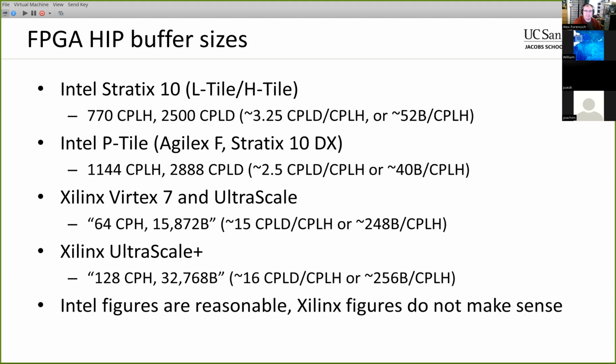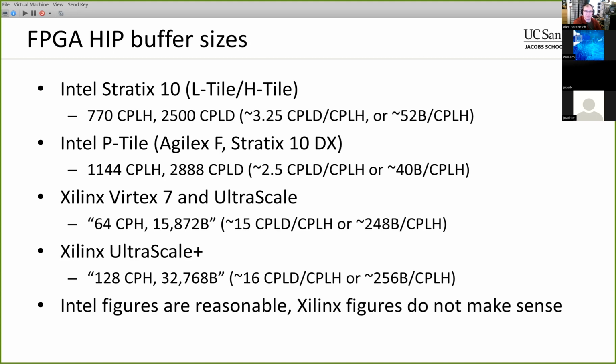For the P tile, the number's a little different. You have a few more completion header credits and a few more data credits. It works out to about 2.5 data credits per header credit, or about 40 bytes per header credit, which is even better. For Virtex 7, UltraScale, and UltraScale Plus, the numbers are a little bit different, shall we say.